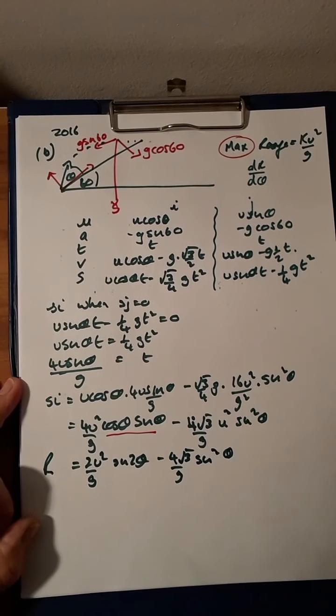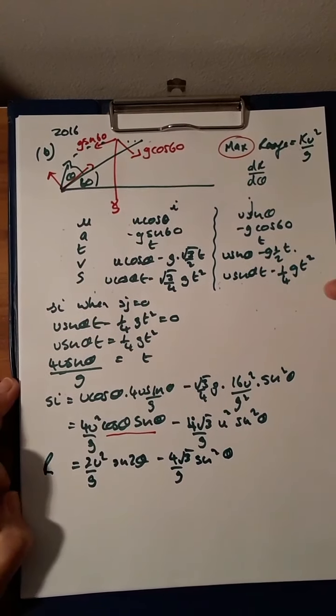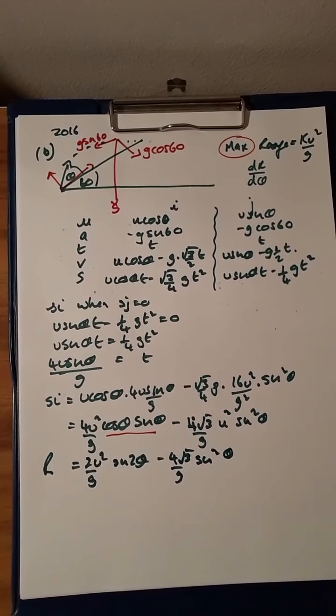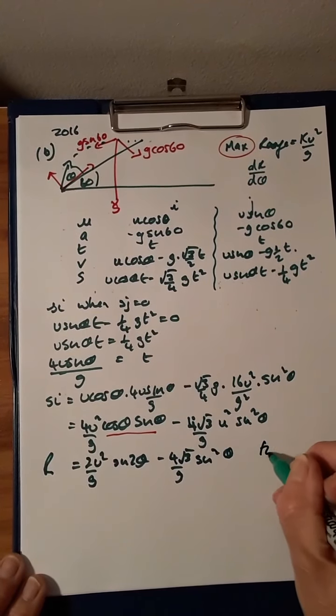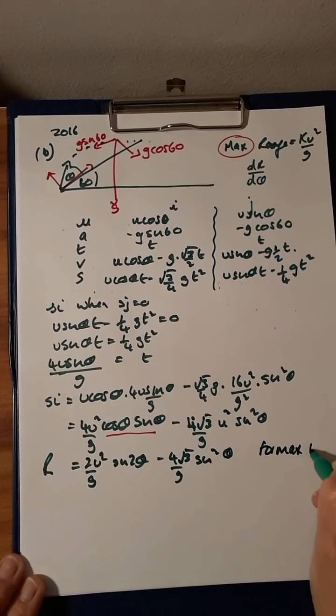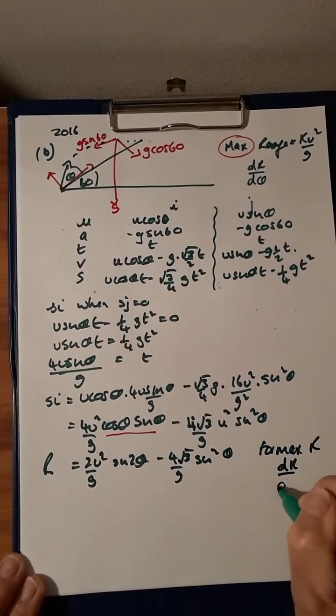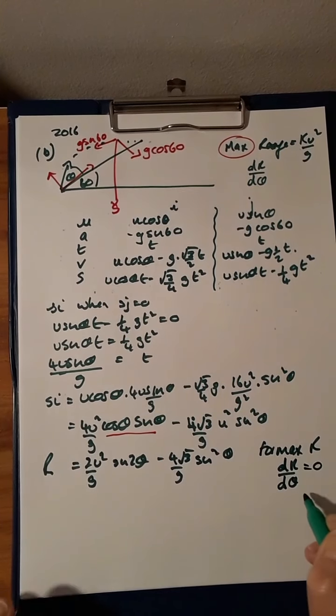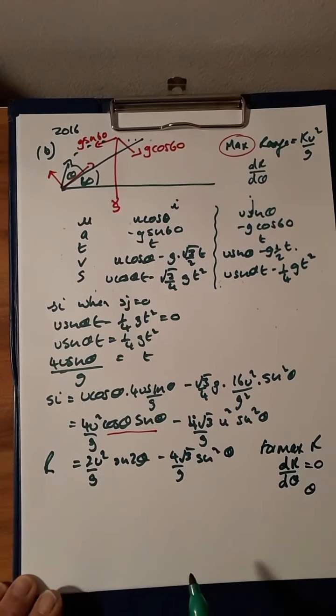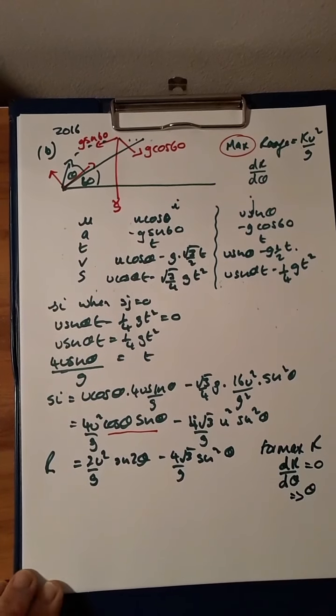Now I have to find k. Now remember, k is part of the maximum range. So what would this range be if it was a max? So for max r, I'm going to go dr d theta. I'm going to get this dr d theta, and I'm going to put it equal to 0, and that will lead me into a value for theta. Okay, so let's do that.